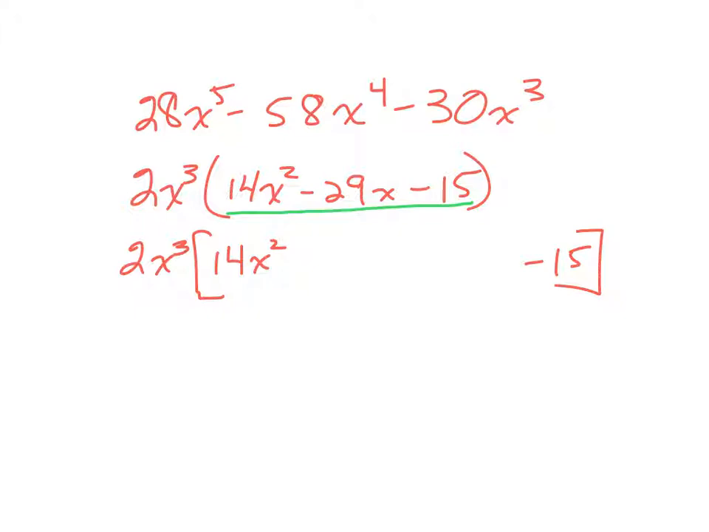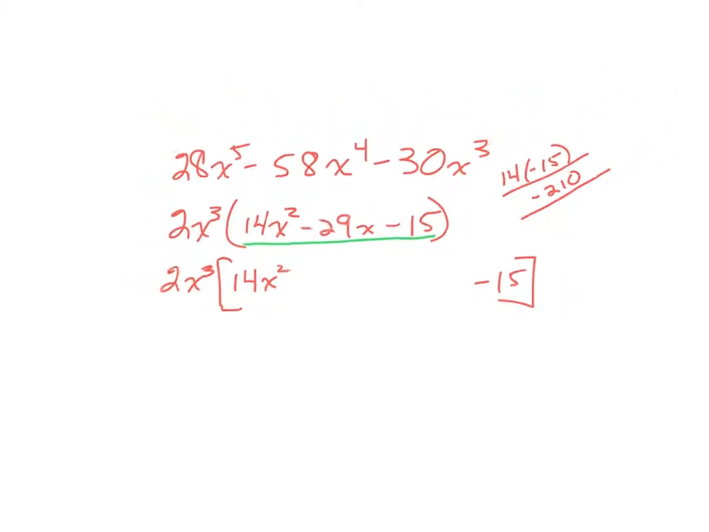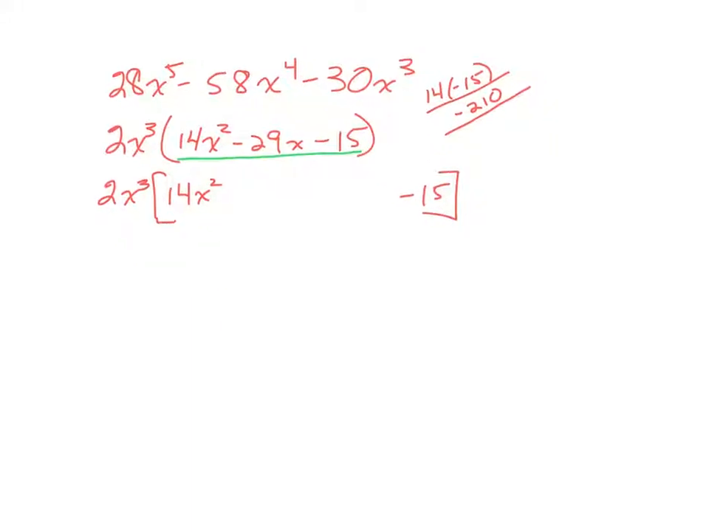Okay, now a times c this time is going to be 14 times negative 15. And if you multiply those, I think you're going to get negative 210. You guys want to double check me on that? Okay, so we only multiply the inside numbers, we're not doing anything with the outside 2x cubed? That's right, because it's not part of the trinomial that I'm trying to factor right now.